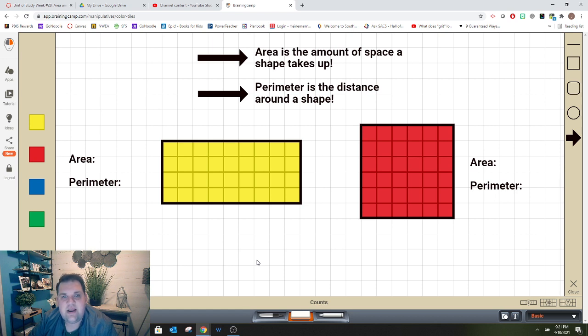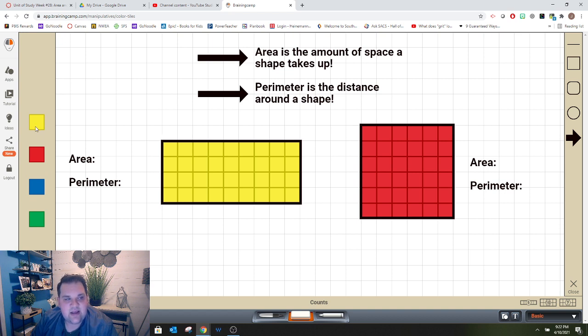Here's the definition. Area is the amount of space a shape takes up, and perimeter is the distance around a shape. So when we think about area, we want to think about how much the inside of the shape is taking up, how much space. And with perimeter, we want to think about how long of a distance it is to get around the shape.